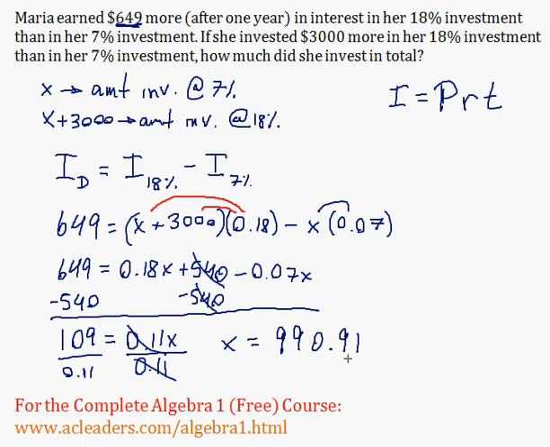990.91 approximately. So that's the amount she invested at 7%, and the amount invested at 18% was X plus 3,000. So the amount invested at 18% would be just 3,990.91. That's it.